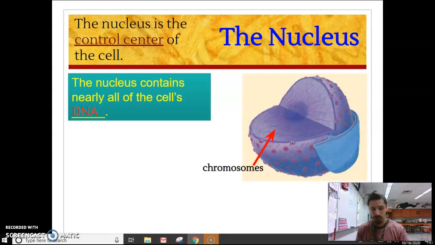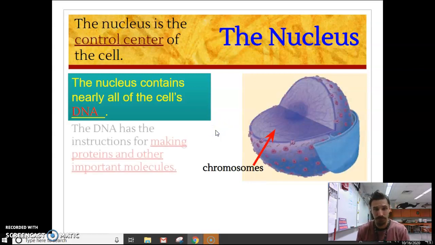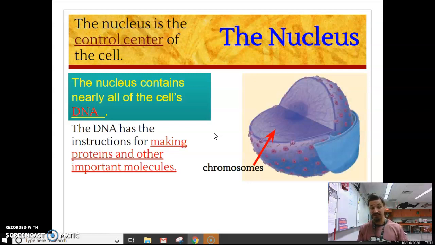For right now, when I say chromosomes, think DNA. When I say DNA, think chromosomes. We'll specify later. And again, what the DNA has, that nucleic acid, has instructions for making proteins and other important molecules, but primarily proteins. So if we think back to Unit 2, this nucleic acid carries genetic information so that your cells can make proteins, another macromolecule.